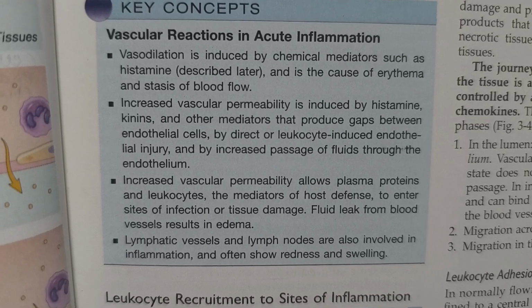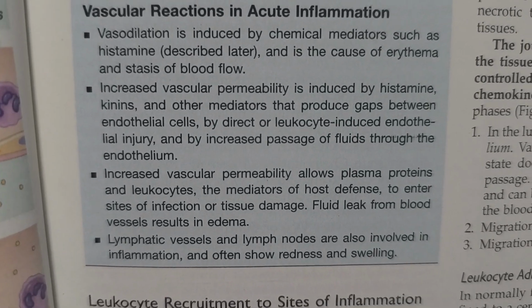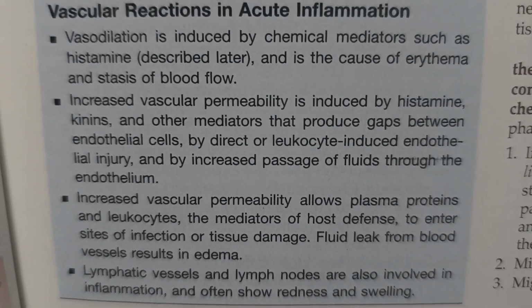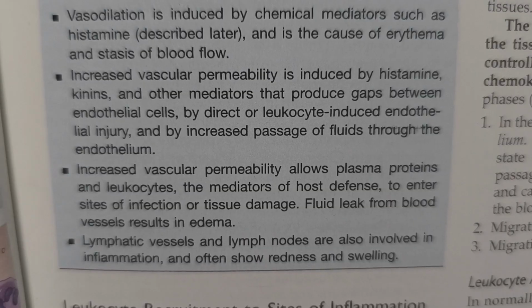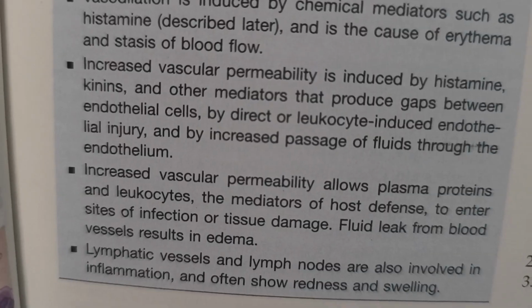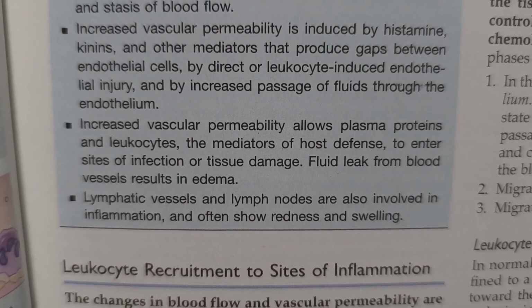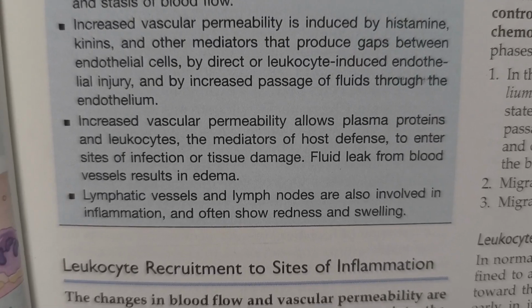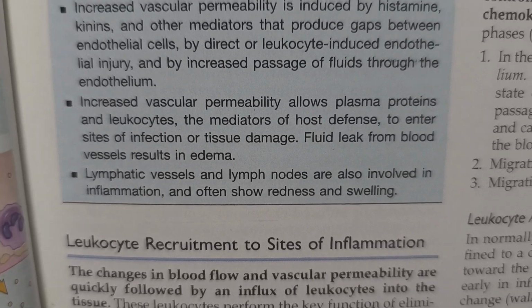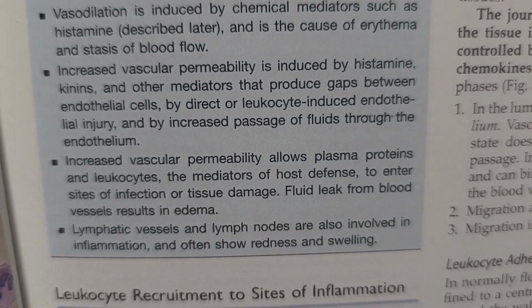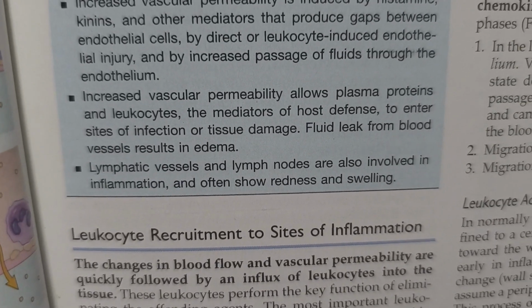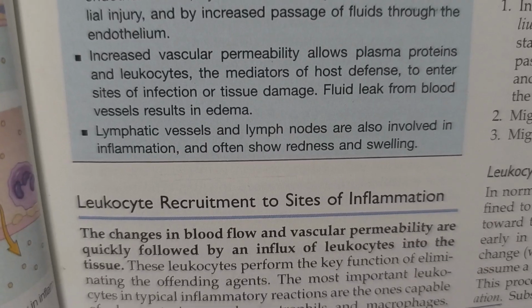So key concepts are vascular reactions in acute inflammation. Vasodilation is induced by chemical mediators such as histamine and is the cause of erythema and stasis of blood flow. Increased vascular permeability is induced by histamine, kinin, and other mediators that produce gaps between endothelial cells by direct or leukocyte-induced endothelial injury, or by increased passage of fluids through the endothelium.